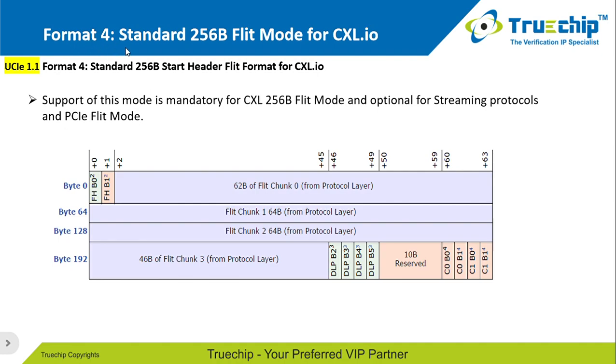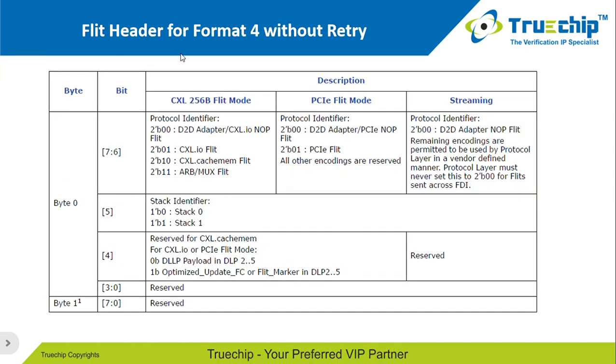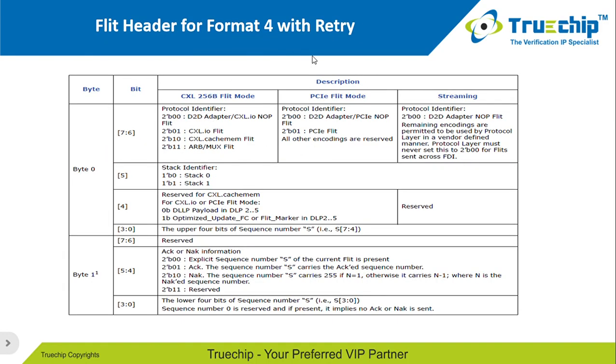And this is one more format, format 4, which is standard 256 byte flit mode for CXL.io, renamed in UCI 1.1 as standard 256 byte start header flit format for CXL.io, which is mandatory for CXL 256 byte flit mode and optional for streaming protocol and PCI flit mode. So here we can see the information for the flit header for format 4 when retry is not supported, and the information of the flit header for format 4 when retry is supported.